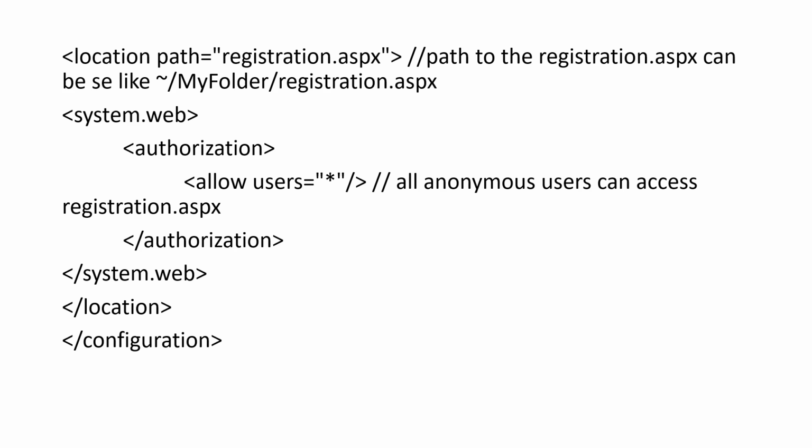So if we want to provide this allow users equal to star rule to all the anonymous users for a specific page, or pages contained in a specific folder, then we must use the location tag. The location tag contains the path to the specific page where we want to set the rules separately.